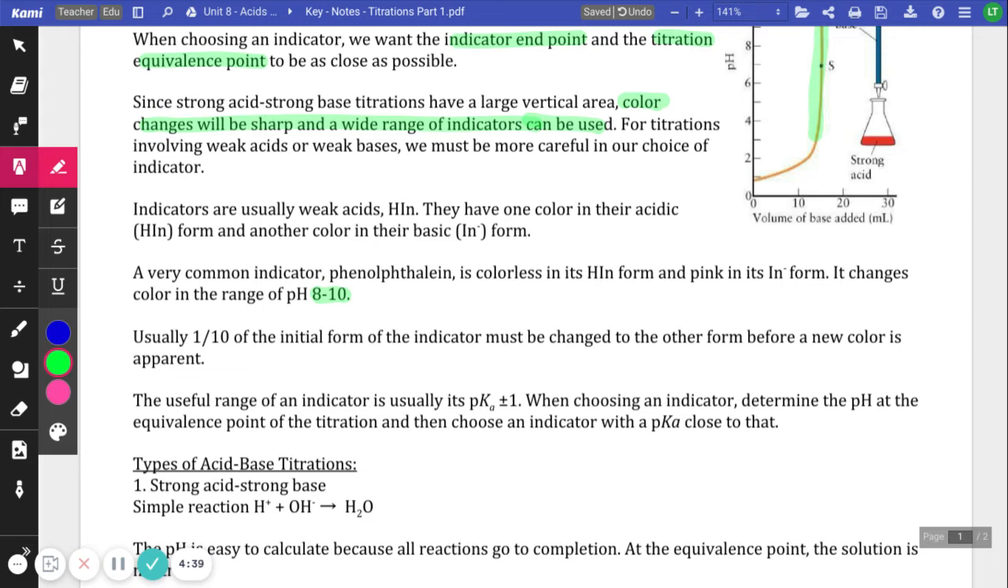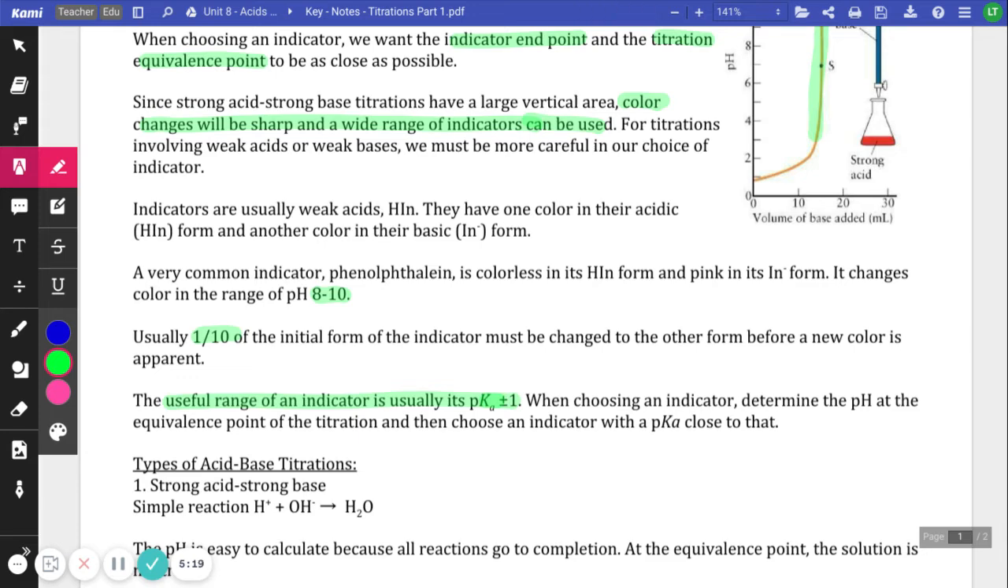Typically, to actually see the indicator, 1/10 of the initial form has to change before we are able to see that color change. To figure out which one we need, typically the useful range of an indicator is its pKa plus or minus 1. So we want to determine the pH at the equivalence point of the titration and then pick an indicator with a pKa close to that. Most of the time we're going to use phenolphthalein, but just know that you can use different indicators depending on which acid and which base you're using, as well as what the equivalence point of that one is going to be.